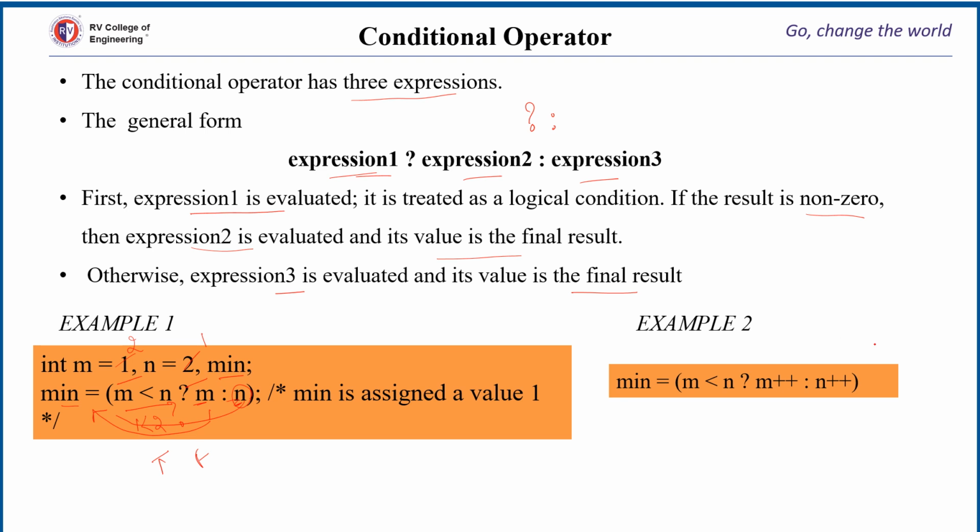Okay, now check with one more example here. For the same case, m equal to 1 and n equal to 2, is the condition true? Yes, 1 is less than 2. We will evaluate this. However, the n value remains unchanged. m will be assigned to min and it will be incremented. So here I have m is equal to 1, n is equal to 2, correct? So 1 is less than 2, condition becomes true, so min will be assigned 1. In the memory, m becomes 2. This n will not be evaluated and it will not be incremented at all.